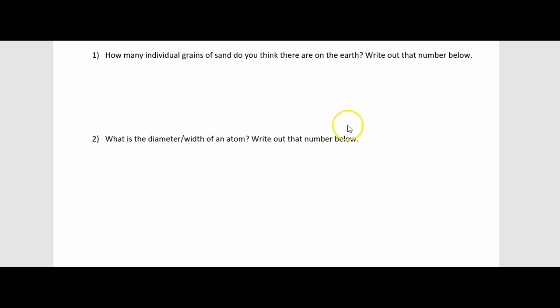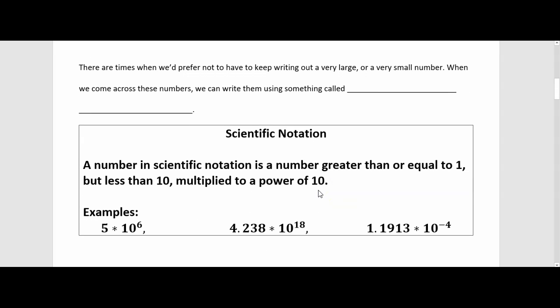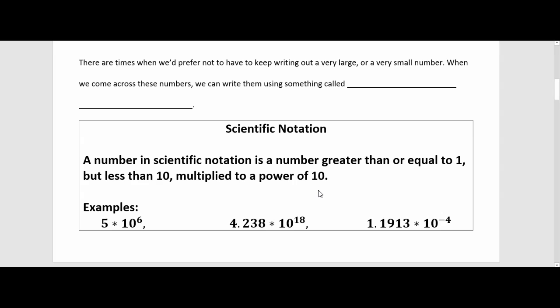Okay, let's look at a definition, then we'll jump into some examples. This is what we just talked about. There are times when we'd prefer not to have to keep writing out a very large or a very small number. When we come across these numbers, we can write them using something called scientific notation. So a number in scientific notation is a number greater than or equal to 1, but less than 10, and multiplied to a power of 10. So let's look at some examples here.